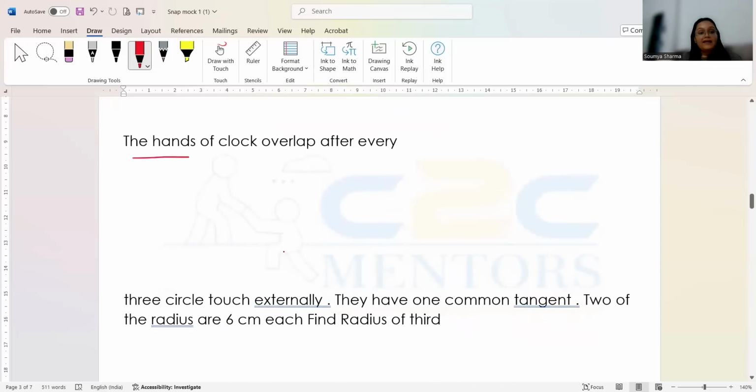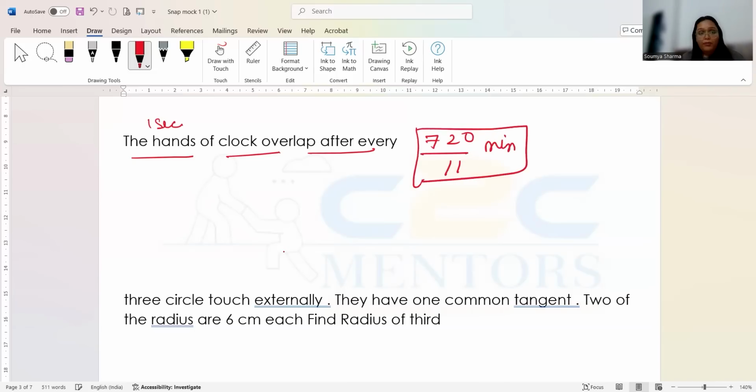So you will have to write the hands of the clock overlap after every. So this is a 1 second question that we know that the hands of a clock overlap after every 720 by 11 minutes. Okay. So I hope those students who have attempted this, it will be good for them. Okay.